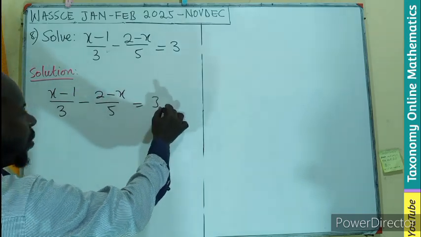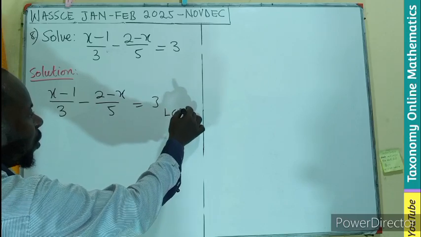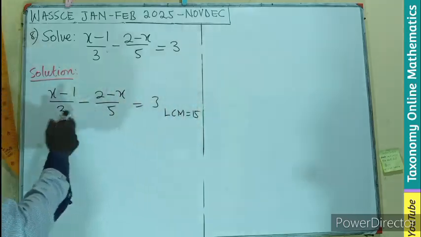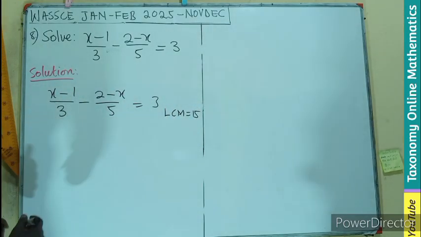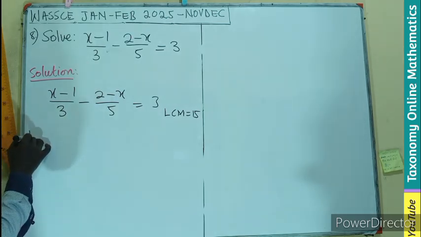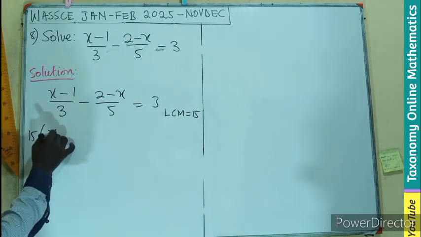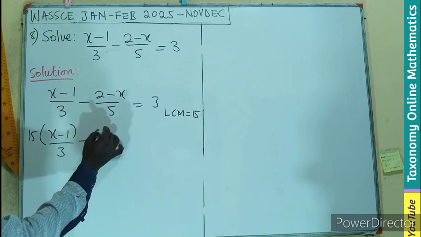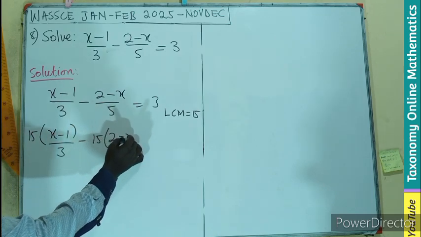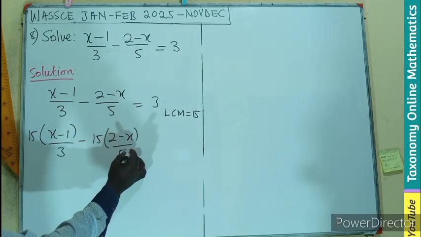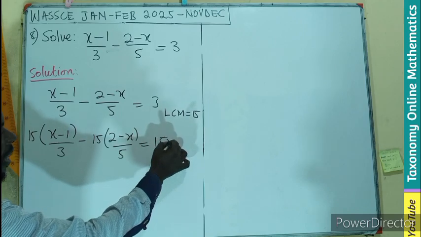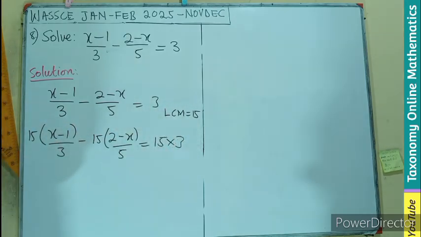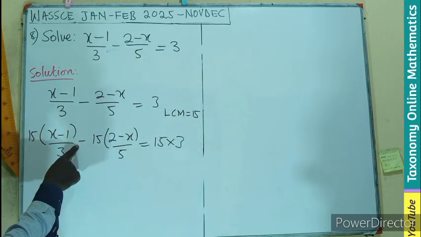So we know our LCM is going to be what? 15, between 3 and 5. So I'll multiply through by 15. So 15 multiplying (x minus 1) divided by 3, and 15 multiplying (2 minus x) divided by 5. You'll be asking why we are introducing the bracket.